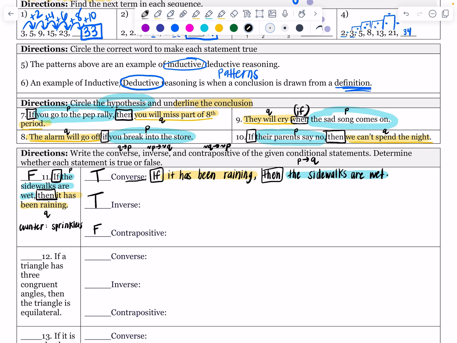The converse and inverse should always have the same truth value. And then the conditional statement and the contrapositive should always have the same truth value. But let's go ahead and go inverted mode. Remember, this is my OG. If my OG is if blue, then yellow, then my inverse is going to be if not blue, then not yellow.